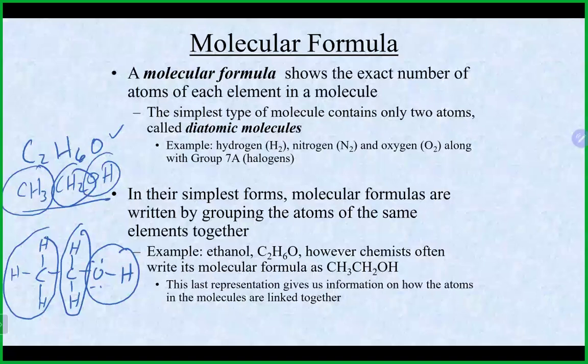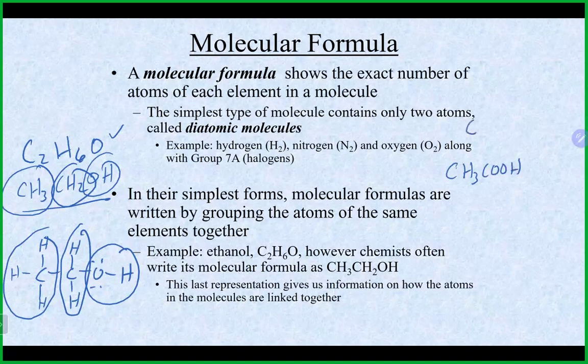Another very common one is acetic acid, which can be written like this, CH3COOH, or a lot of times people will write acetic acid as C2H4O2. They are both molecular formulas for the same thing, even though they may not look like the same thing, but they both have the same amount of everybody. This one, again, just gives you a little bit better understanding of how it's put together.